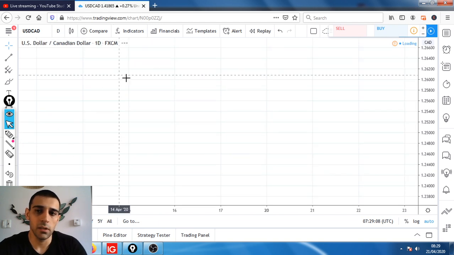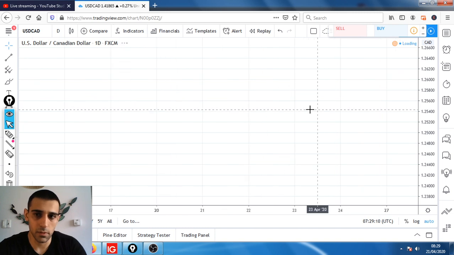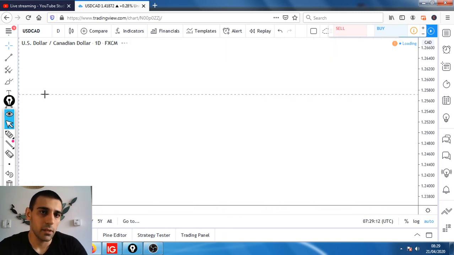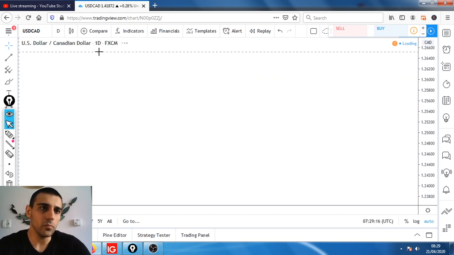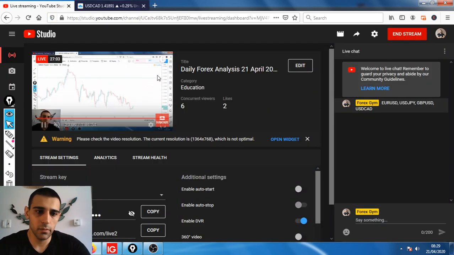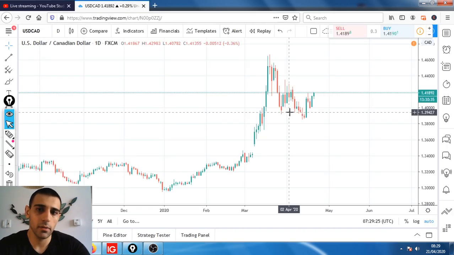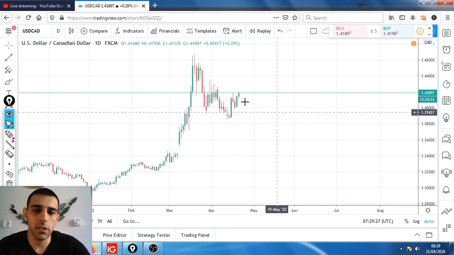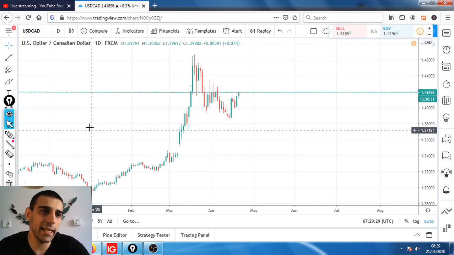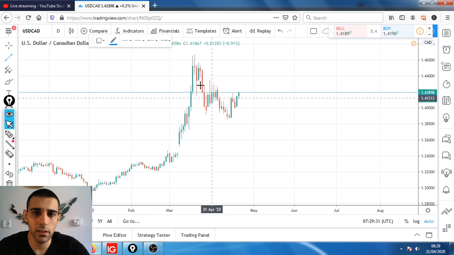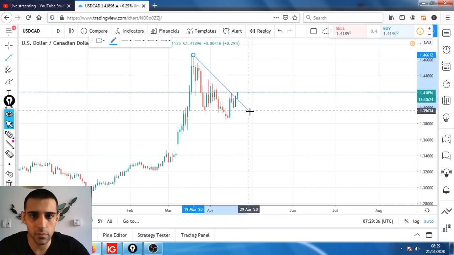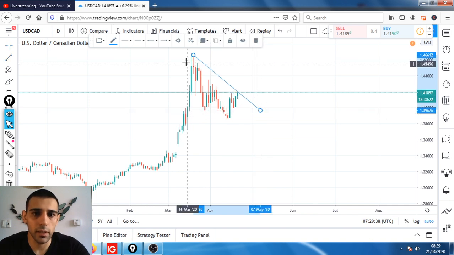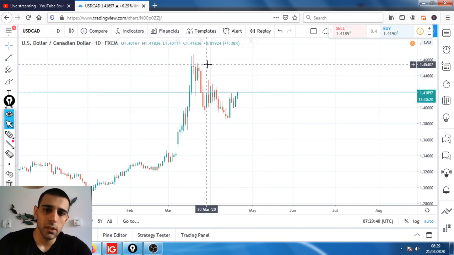Okay, this one is loading, such a pain. Okay, it didn't even load properly. So the Canada live streaming. Yeah, I got this warning about the optimal resolution. Okay, fine, it's loaded. So US dollar Canada, starting with the daily time frame. Let's see, we got this trend line, if I'm not mistaken. Okay, this was broken, so forget about this.